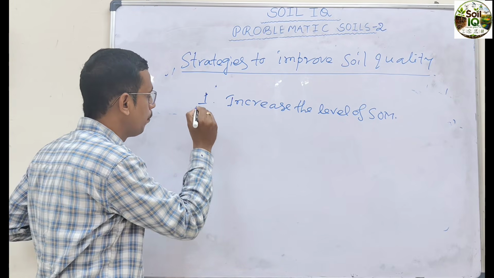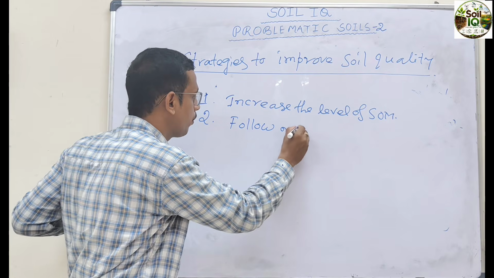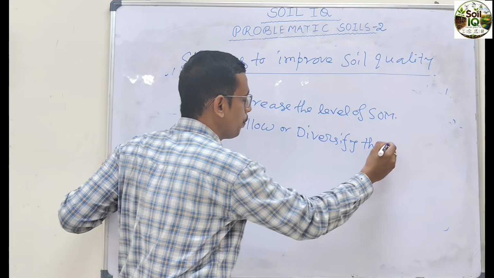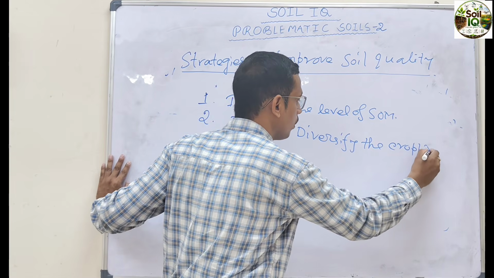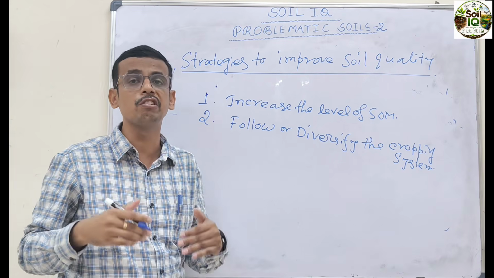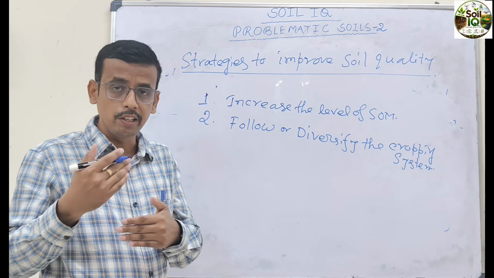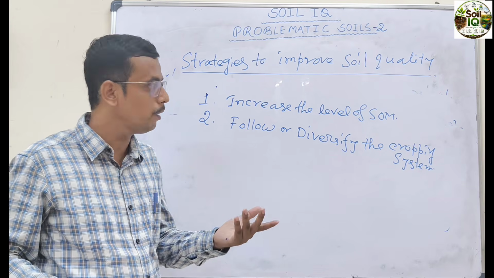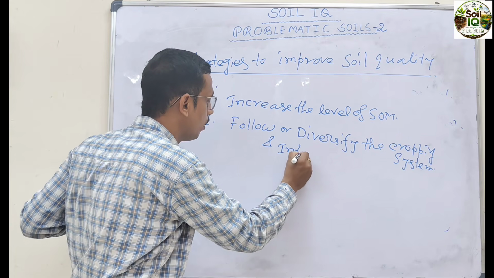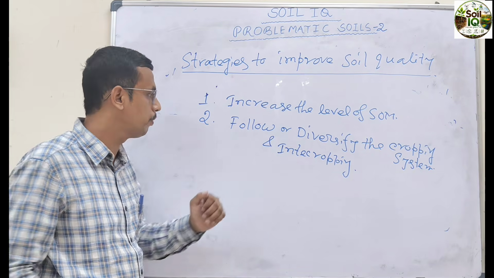Then number 2, follow or diversify the cropping system. You should diversify your cropping system instead of monocropping like rice, wheat. You need to include legume in your cropping system, so that will diversify your cropping system. And you can also follow intercropping. That will obviously help to increase the quality of the soil.